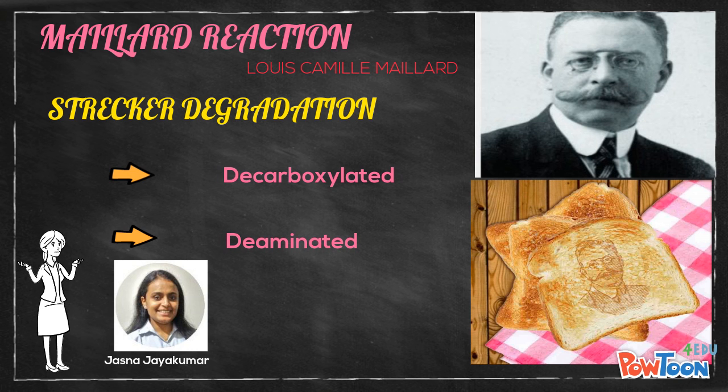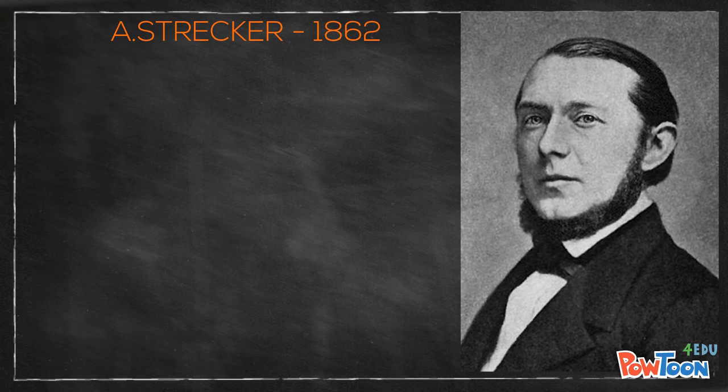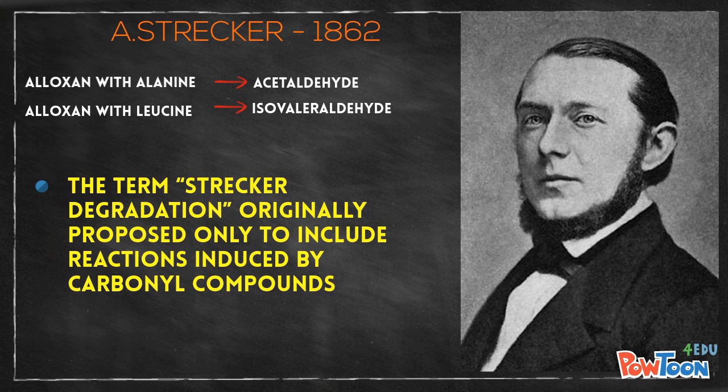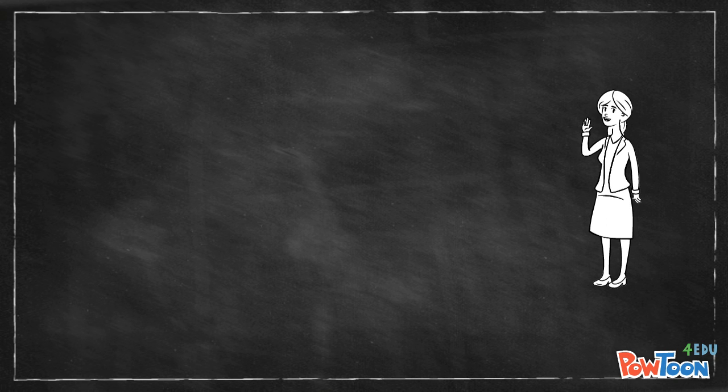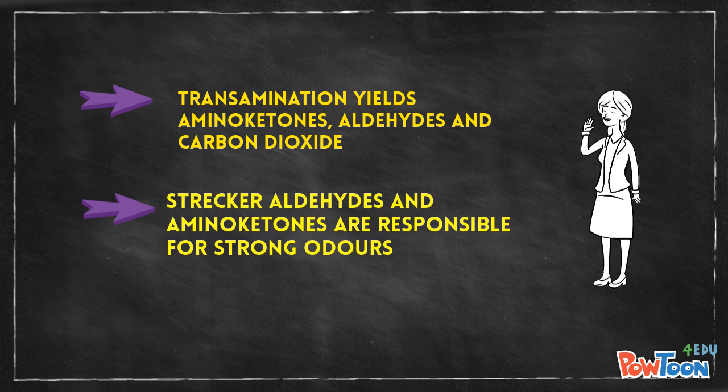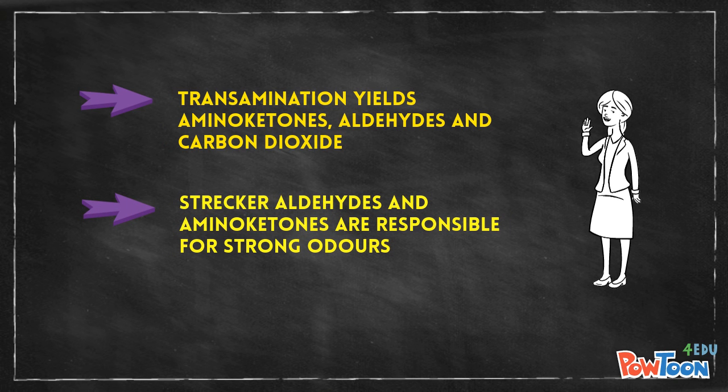Adolf Strecker in 1862 observed the formation of acetaldehyde and isovaleraldehyde in reactions of alloxan with alanine and leucine respectively. The term Strecker degradation was originally proposed for reactions induced by carbonyl compounds, but nowadays it refers to many other types of oxidative deamination. Transamination involved in the reaction yields aldehydes, aminoketones, and carbon dioxide. The Strecker aldehyde and aminoketones formed are responsible for strong odors. Let us have a detailed look at the mechanism.